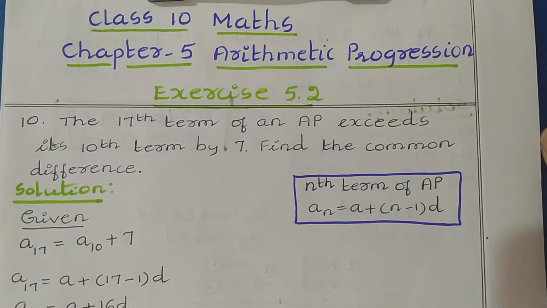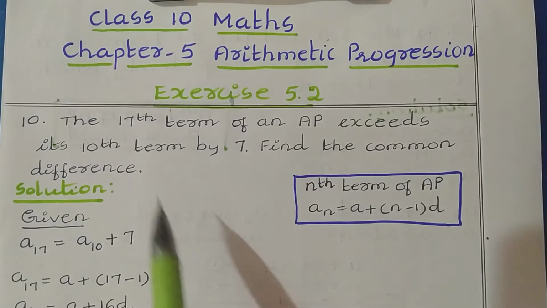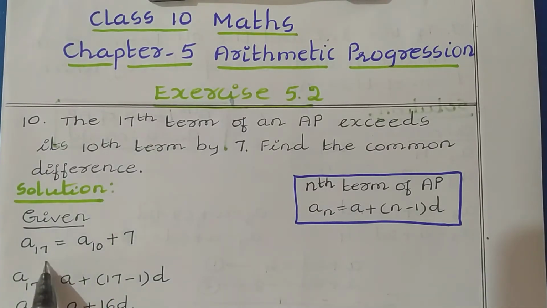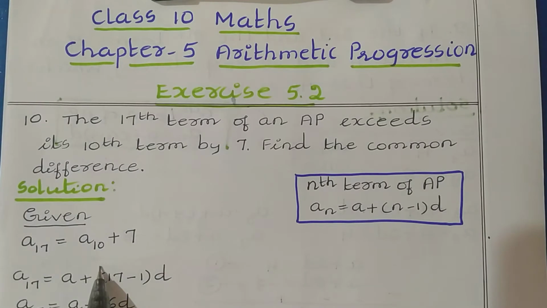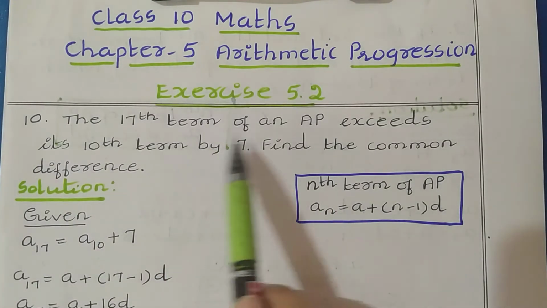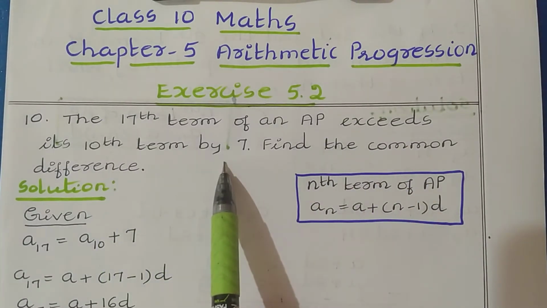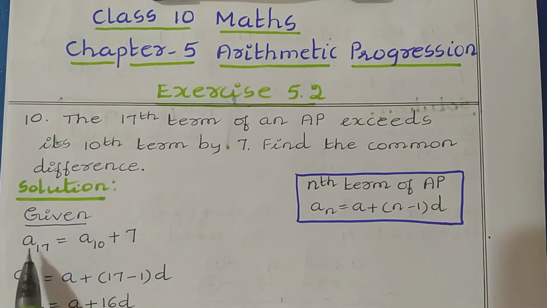Exercise 5.2, question number 10. The 17th term of an arithmetic progression exceeds its 10th term by 7. Find the common difference. 17th term means A17, 10th term means A10. In this question they have given that the 17th term of the arithmetic progression is 7 more than the 10th term. Means we can write A17 is equal to A10 plus 7.